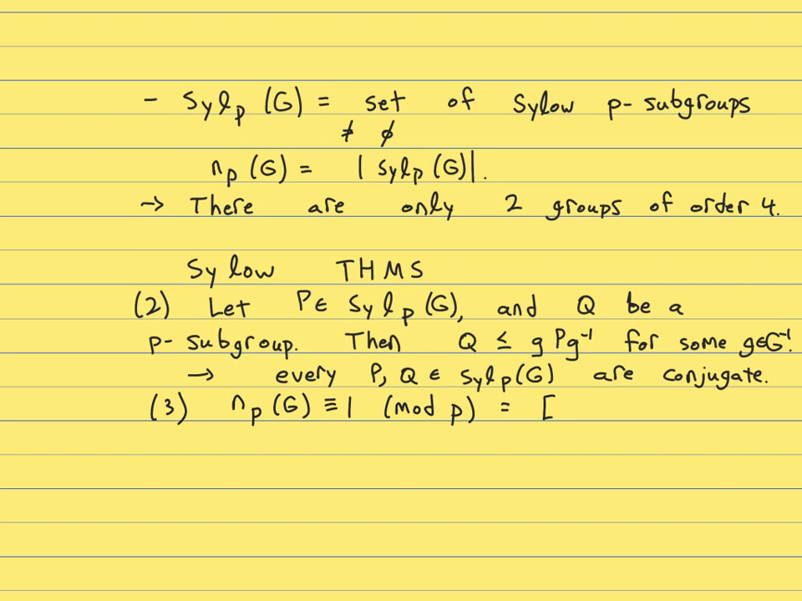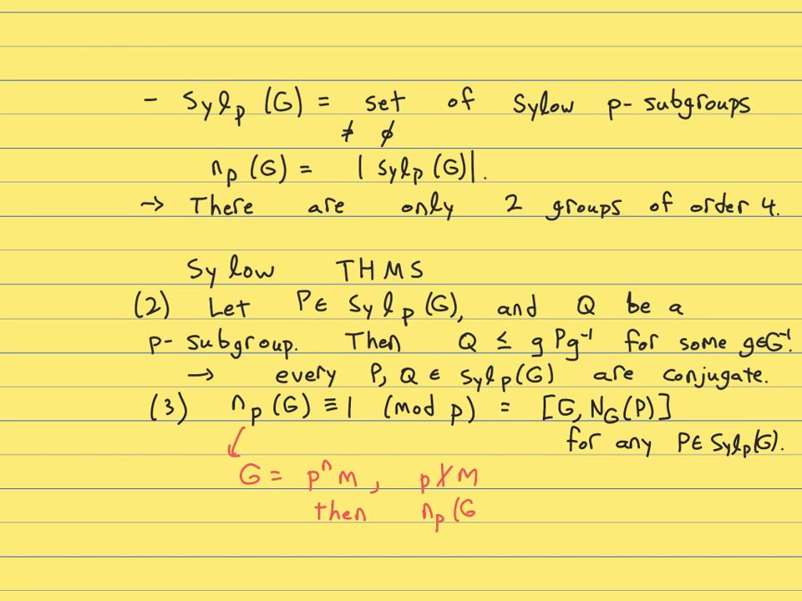While at the same time being the index in G of any normalizer of P, where P is any Sylow P subgroup. This last fact tells you that if you write the order of G as P^n times m, where P does not divide m, then this n sub P must divide m. So this gives you a lot of structure.